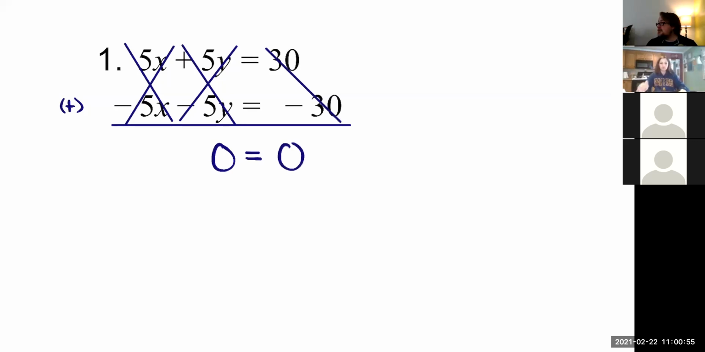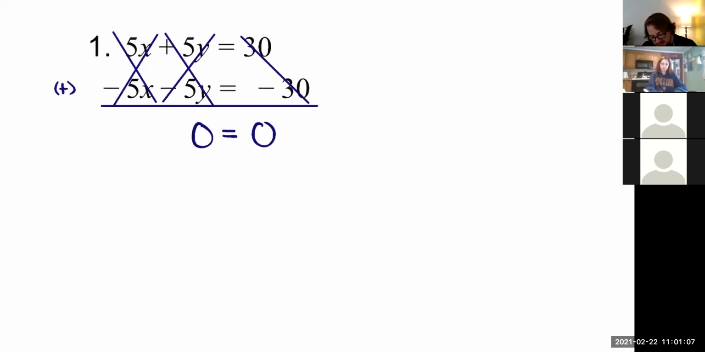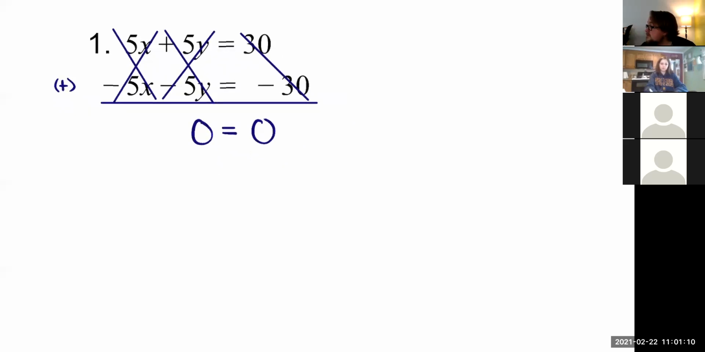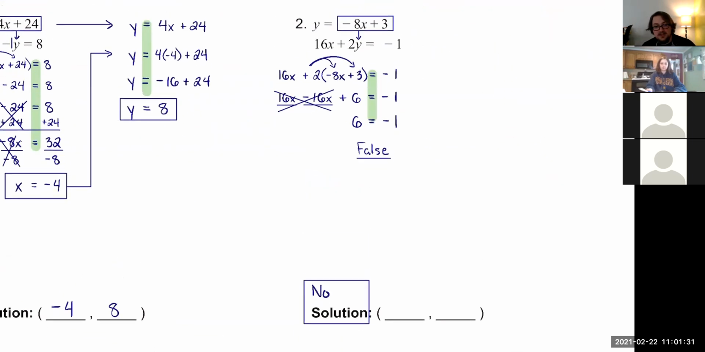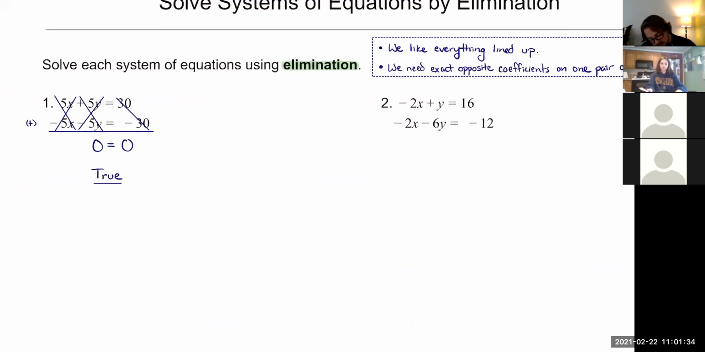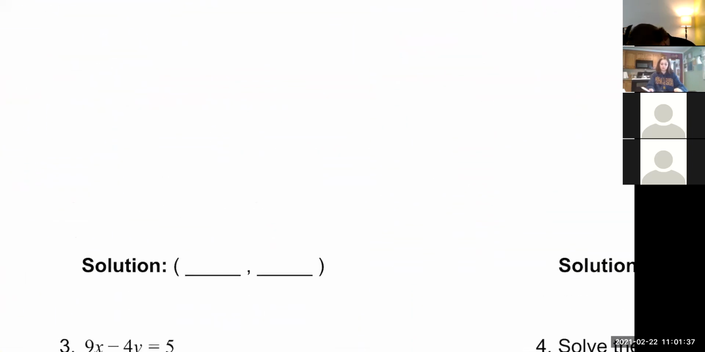0 equals 0. Do I have any variables left to solve for? No. So I say, well, I can't solve this one, but I can look to determine something about the solutions. How would you describe this statement? It's true. Which means what? So it wouldn't be undefined. Miranda has in the chat here, infinite because many solutions. Earlier we had that a false statement gave us no solution. A true statement gives us infinite solutions.